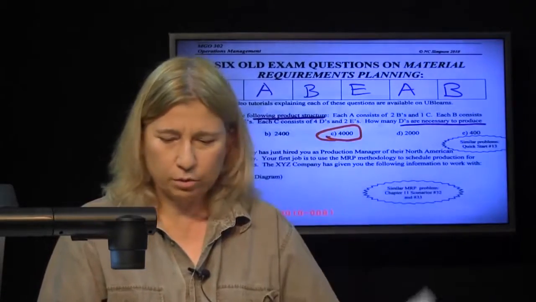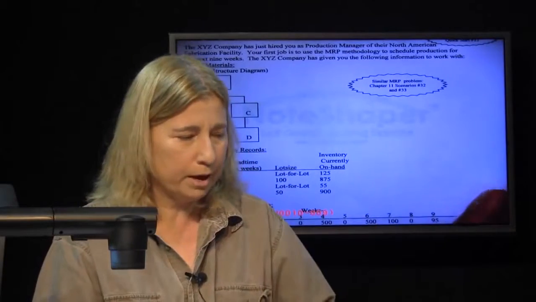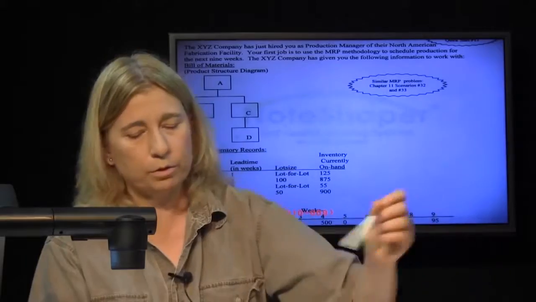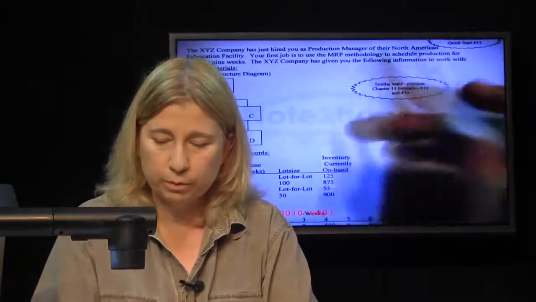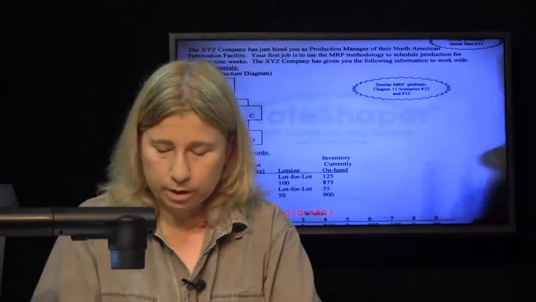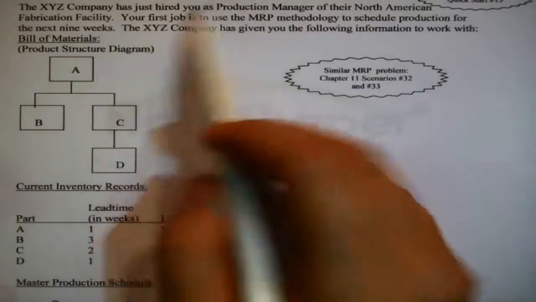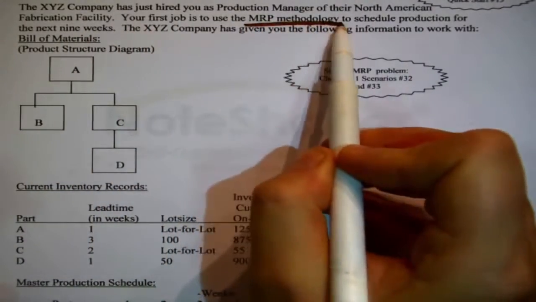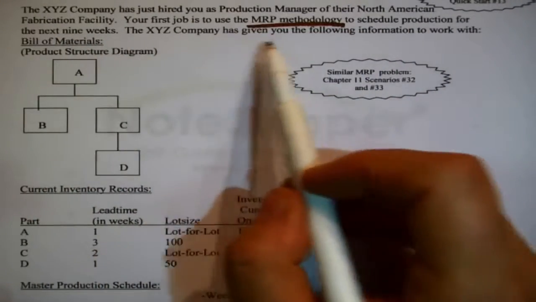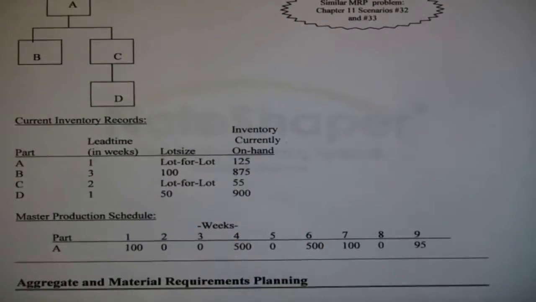This next set of questions, the questions themselves didn't even fit on the page because all of this is the problem. This next set of questions is what I call a full-blown MRP problem. Look at this. The XYZ company has hired you as a production manager of their North American fabrication facility. Your first job is to use MRP methodology, there's a big giveaway there, to schedule production for the next 9 weeks. The XYZ company has given you the following information.